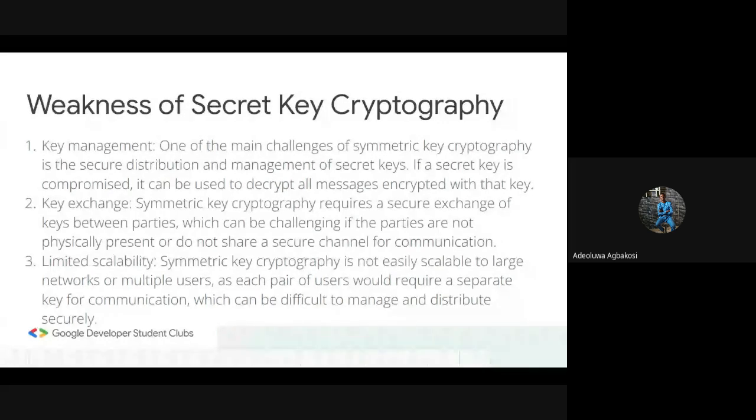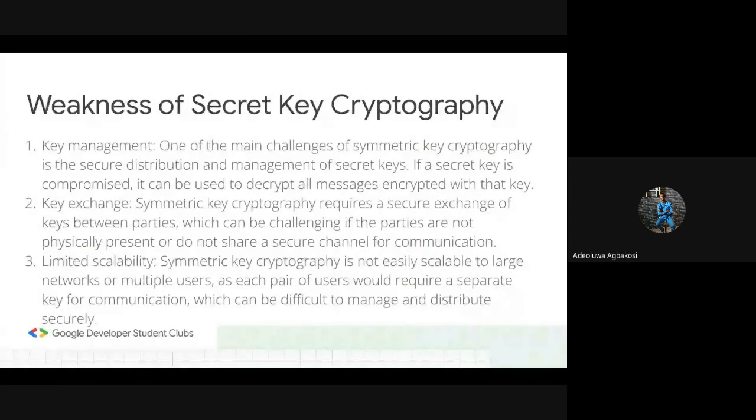Now, limited scalability, which is the third one. Symmetric key cryptography is not easily scalable to a large network or multiple users. Each pair of users will require a separate key for communication, which can be difficult to manage and distribute securely. If I wanted to communicate with, let's say, 3, 4, 5 different GDS leads, that is still manageable. I would have to create separate keys to communicate with each of these GDS leads individually.